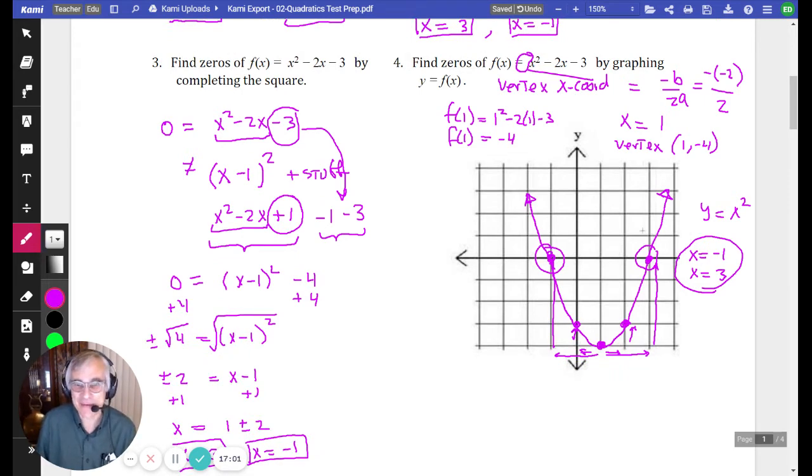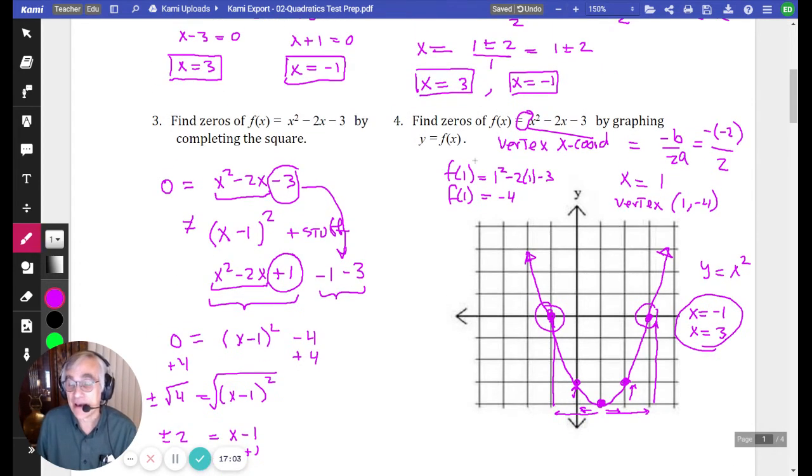So 4 different techniques. Alternatively, as I said, you could use the vertex form that you got in question 3, and that would tell you where the vertex is. That's one way of finding out where the vertex is, to complete the square. Lots of different ways to do it.